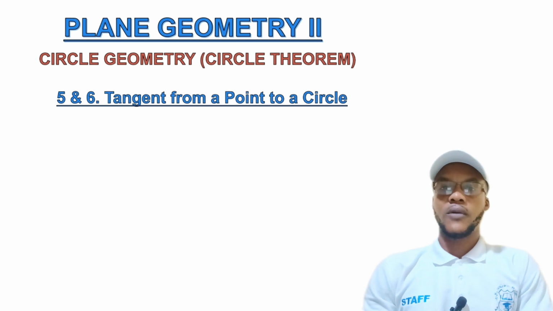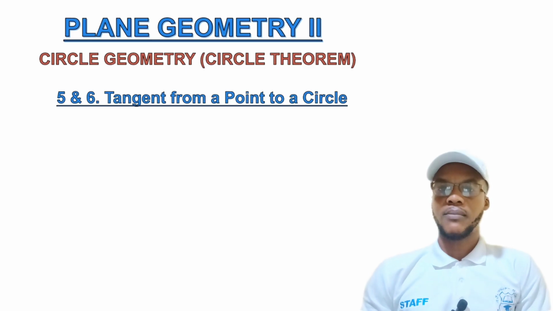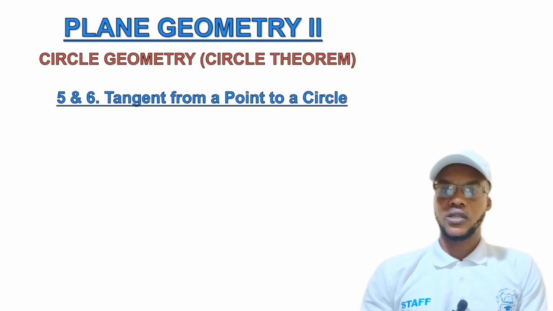So for today's lesson, as I said, we are combining the fifth and the sixth. They all talk about tangents from a point to a circle. That's why we are combining the two, just that we have different principles here. So we are going to look at all of them. Let's look at what this theorem is talking about.